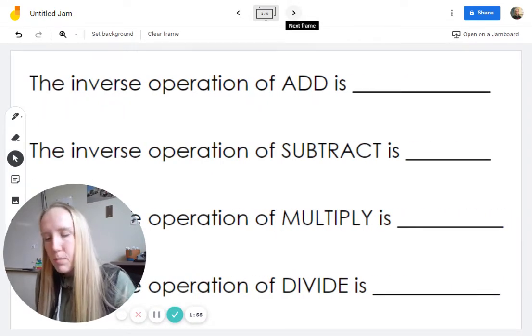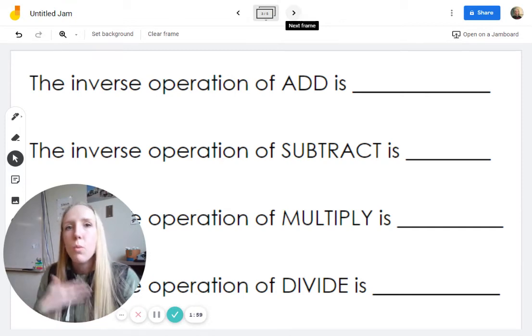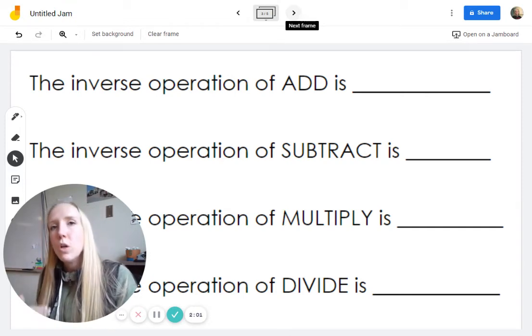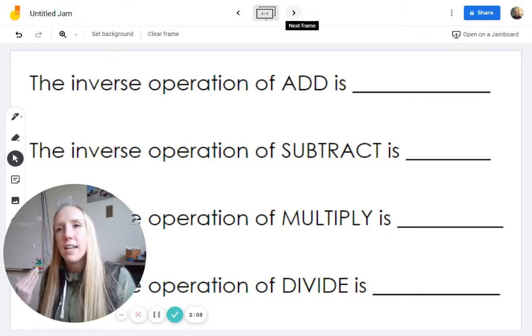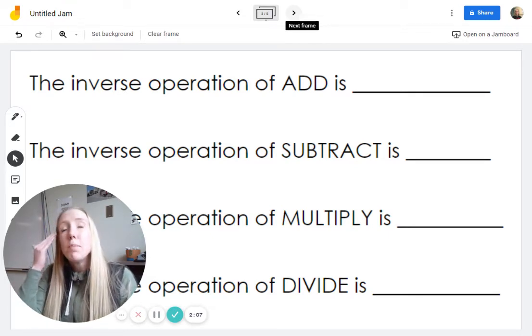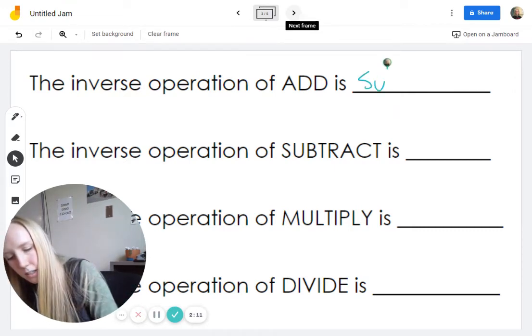We need to be able to quickly identify what inverse operations are when we are given an operation. So when I see, okay, it says the inverse operation of add is, I need to think, what is the opposite of add? The opposite of add is subtract.